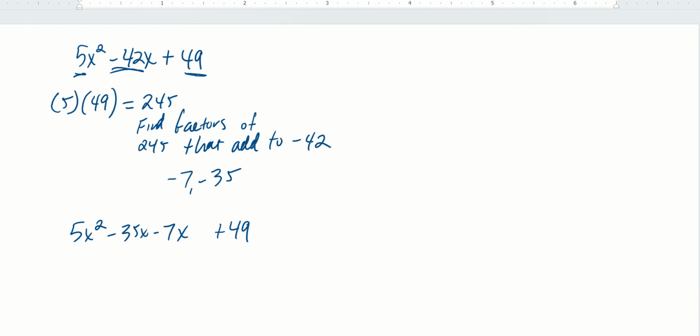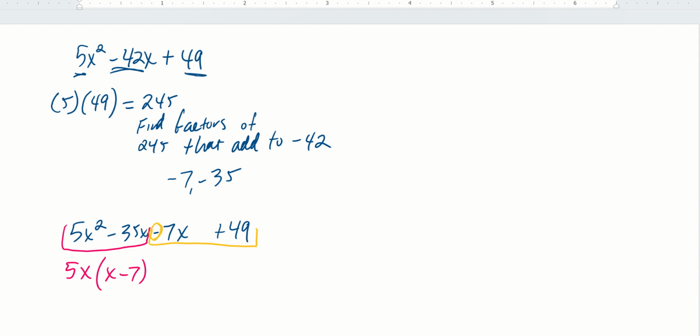We're going to group the first two terms together. We're going to group the last two terms together. And then we're going to pull out a common factor from the first two terms. It's always going to be x from the first two terms. And in this case, 5 is our common factor. 5x squared divided by 5x is x. Negative 35x divided by 5x is negative 7.